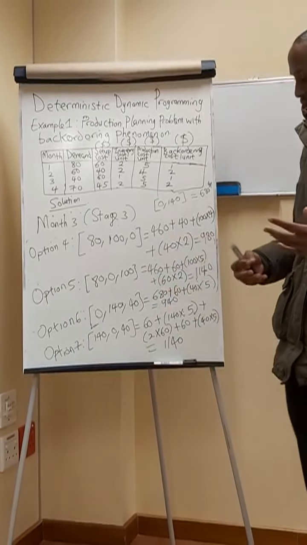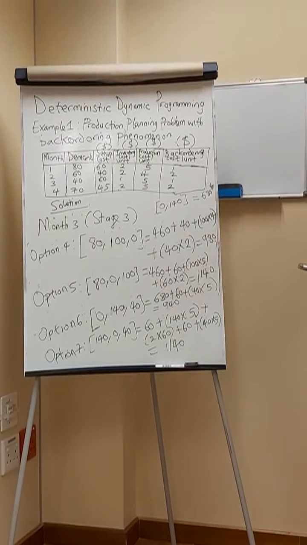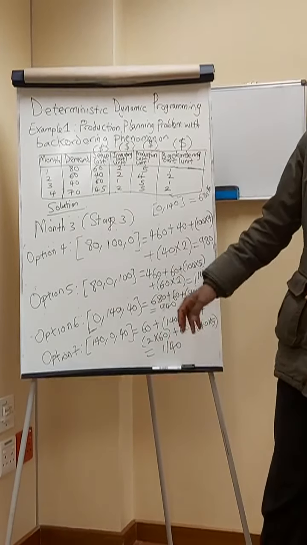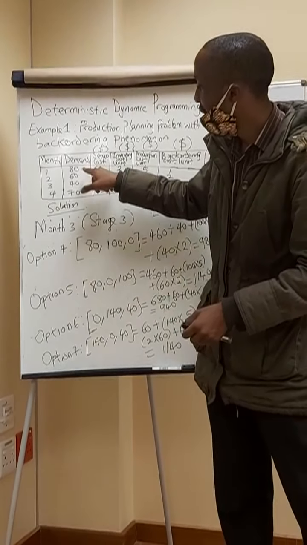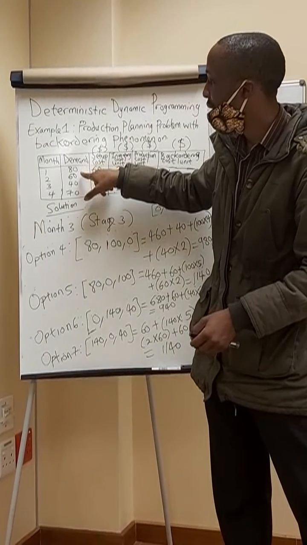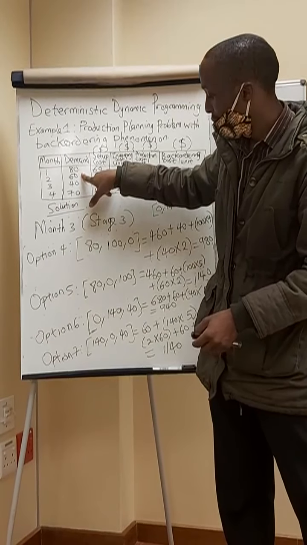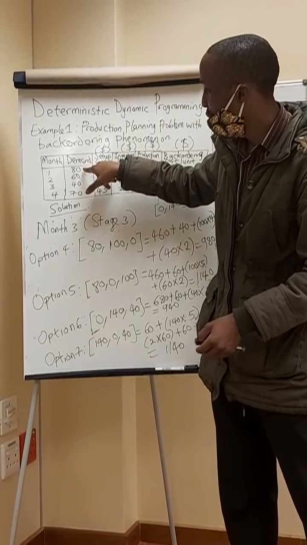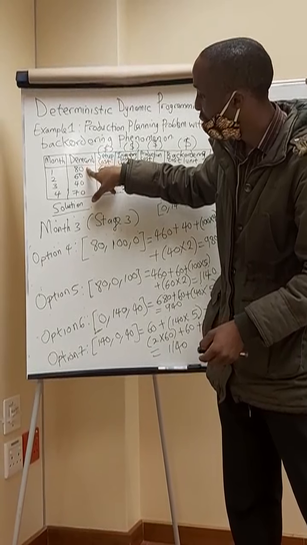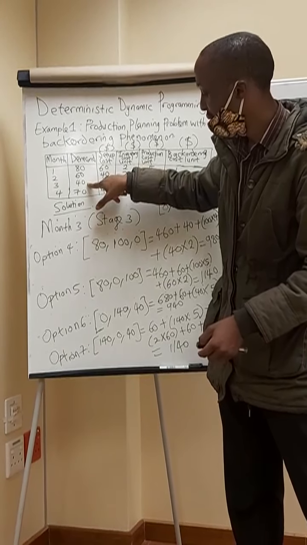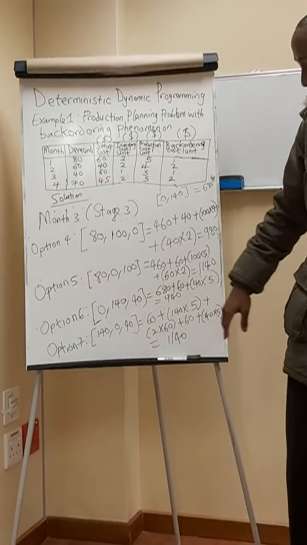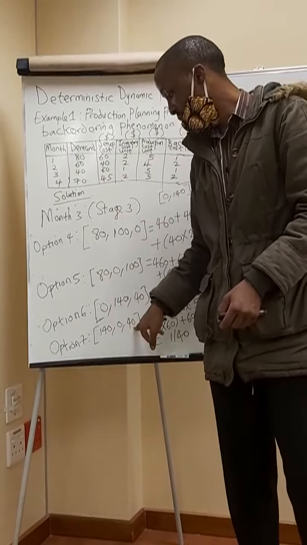So the last option, which is possible, if you really think about it, is I can also have decided, instead of meeting the demand of month 1, 2, and 3 in month 1, I could have also thought about how about if I meet the demand of month 1 and 2 in month 1, and go ahead and produce what is required in month 3 in month 3. And that is what you are seeing here, which is 140,0,40.